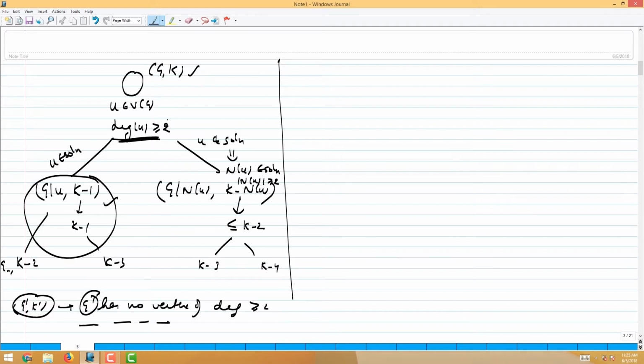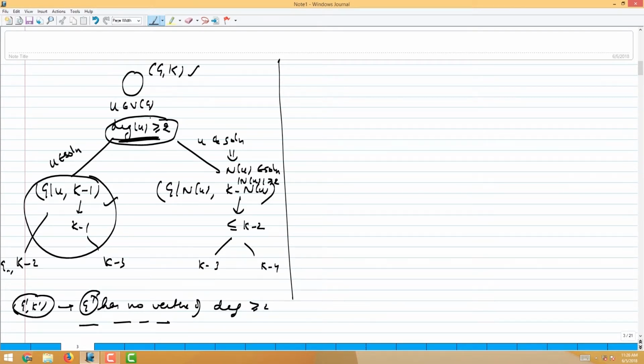Again, the total running time of this algorithm will be the total number of nodes in this branching tree times the time taken at each branching node. Note that at each internal node, what are you doing? You are checking if it has a vertex of degree at least 2. Can you do it in polynomial time? Just go and check the degree of every vertex. And if you find one such, branch on it.